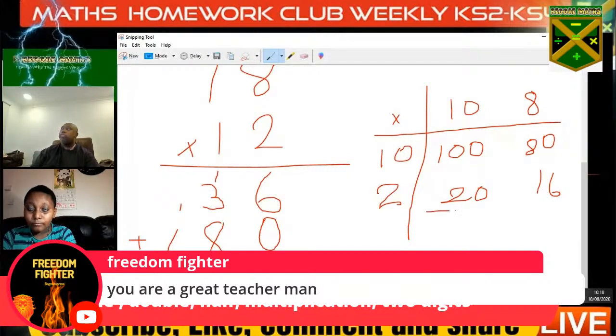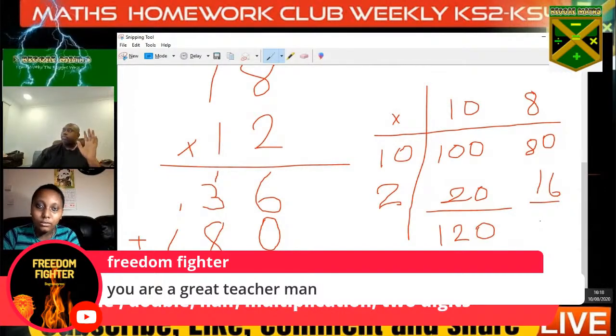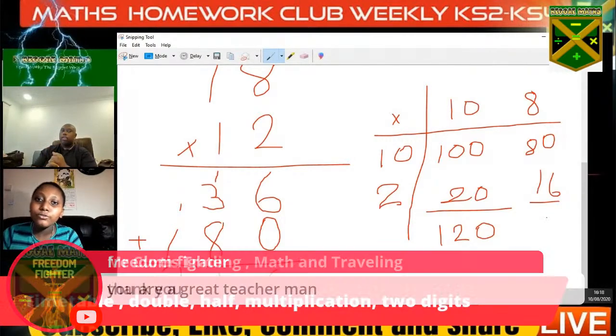So what you're going to do now is simple. Add these, Denzel. So you're going to add 100 plus 20 is 120. Okay. 80 plus 16? No, 160. Try again. 80 plus 16 is 116.